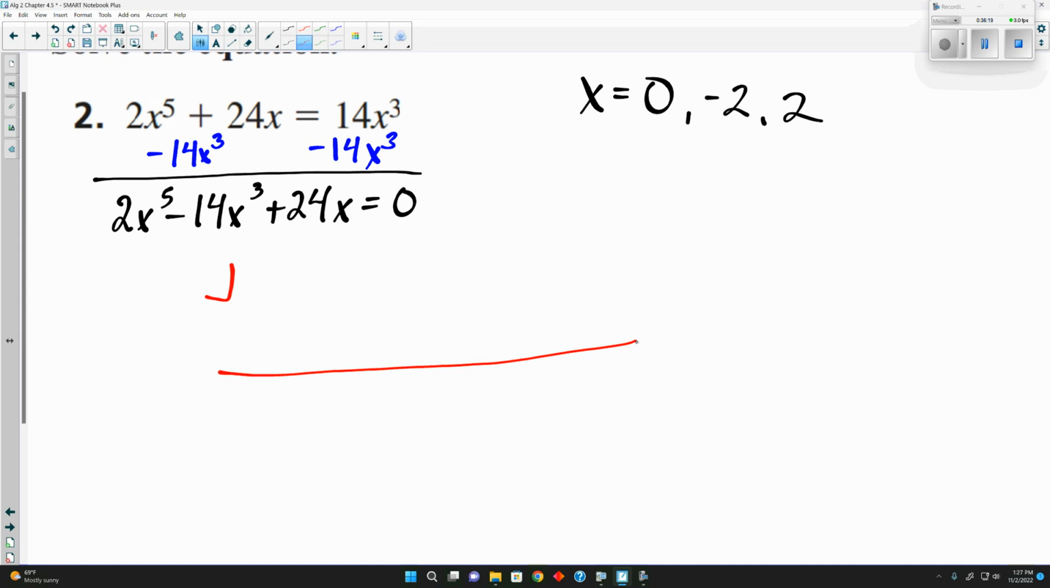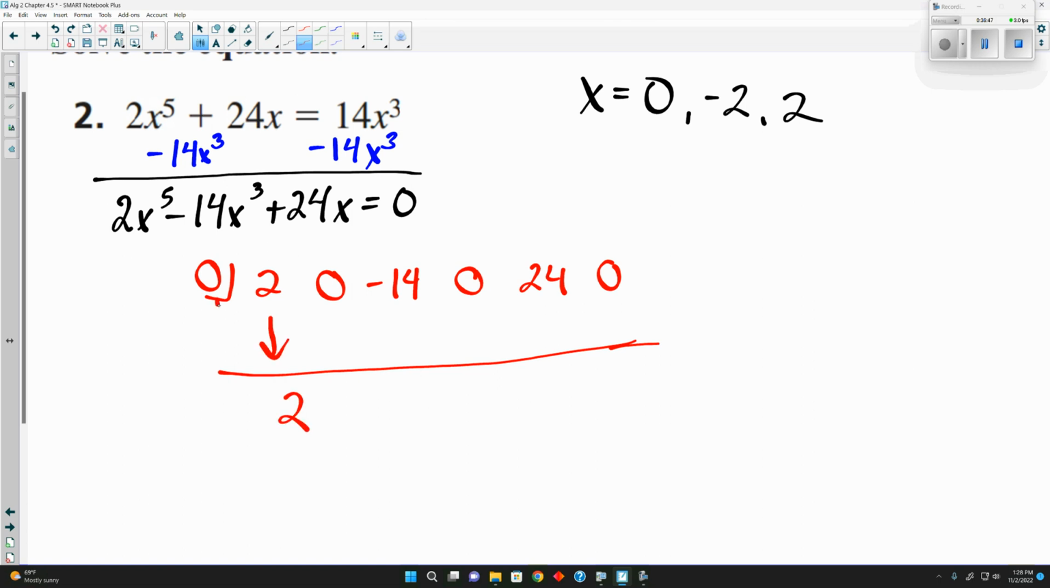Now we just need to pick one of these values to do first. We can do it with 0. 0 is a nice number to do this with. So we'd have 2 for x to the 5th. Well, 0 for x to the 4th. -14 for x cubed. 0 for x squared. 24 for x, and then 0 because we don't have a constant term. We'll bring the 2 down.